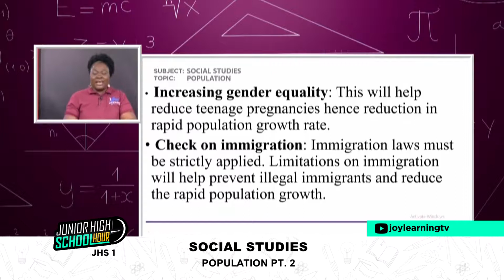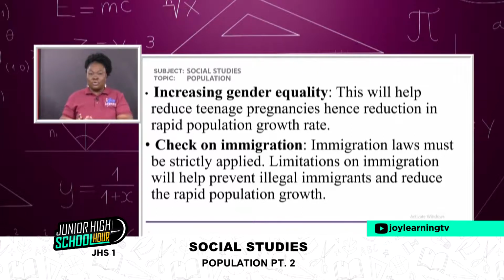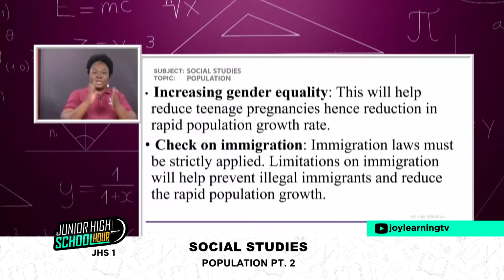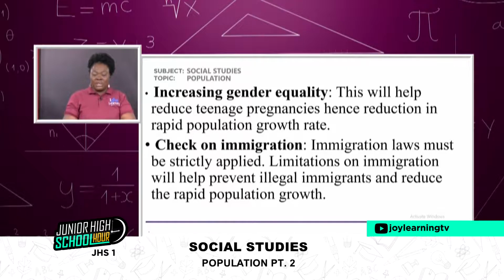Then increase gender equality. This will help reduce teenage pregnancy, hence reduction in rapid population growth rate. So increasing gender equality. What a boy can do, a girl too can do. A girl can also go to school and get to the university just equally as the male or boy can also do. Checks on immigration.